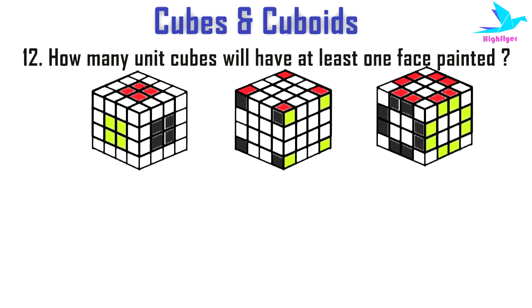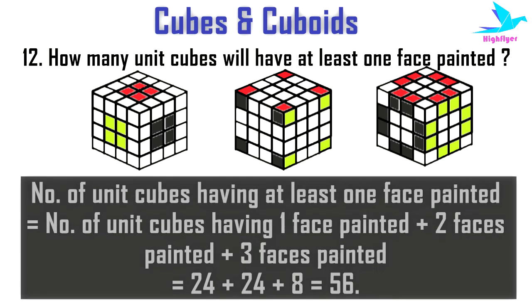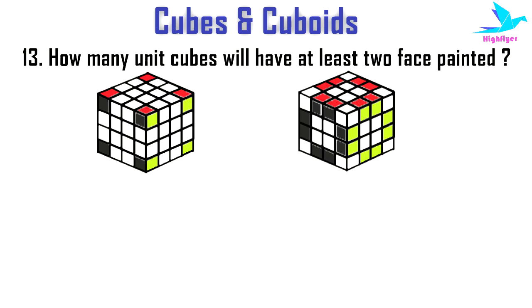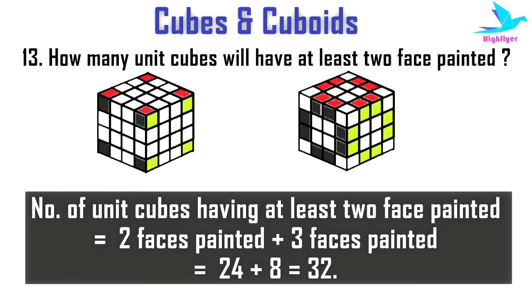Next question. How many unit cubes will have at least one face painted? The number of unit cubes having at least one face painted equals the number of unit cubes having one face painted plus 2 faces painted plus 3 faces painted, that is 24 plus 24 plus 8, which equals 56. Next question. How many unit cubes will have at least 2 faces painted? The number of unit cubes having at least 2 faces painted equals the number of unit cubes having 2 faces painted plus 3 faces painted, that is 24 plus 8, which equals 32.